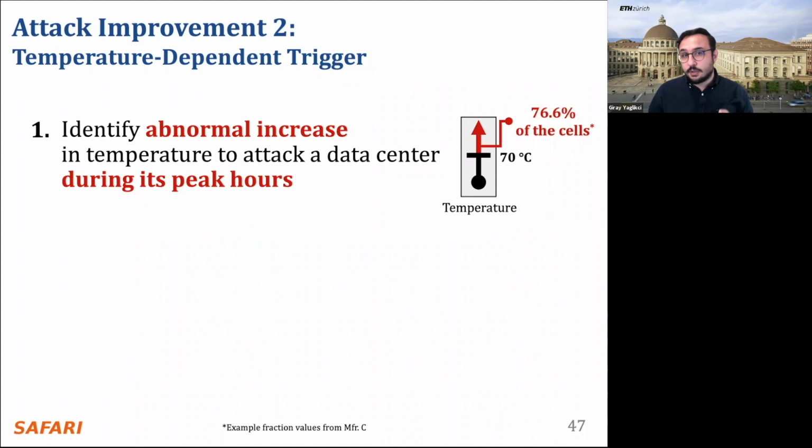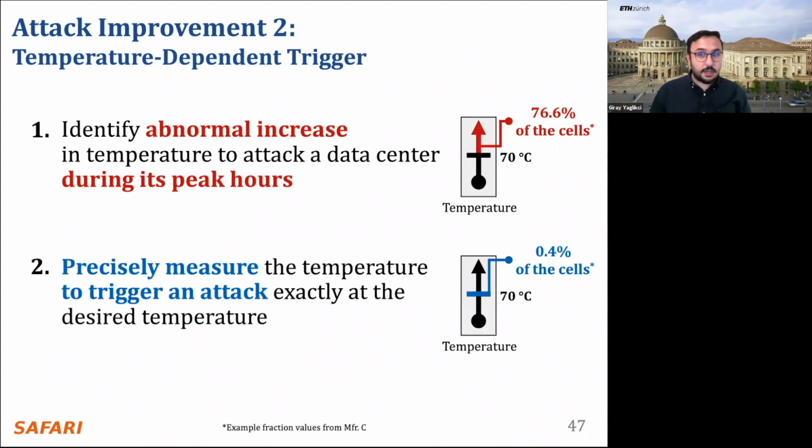And if it is important to measure temperature precisely, the attacker can also focus on a smaller set of vulnerable cells that experience bit flips only in a narrow temperature range. For example, 0.4% of vulnerable cells experience bit flips only at 70 degrees Celsius in manufacturer C. Using these cells, the attacker can precisely detect the temperature and trigger an attack accordingly.